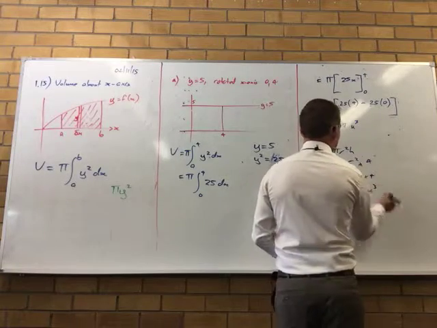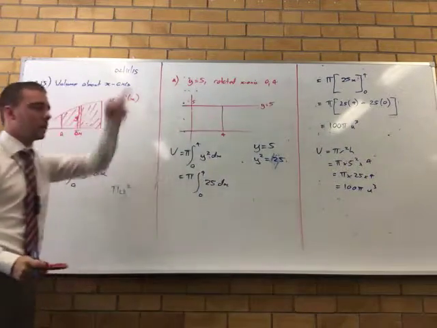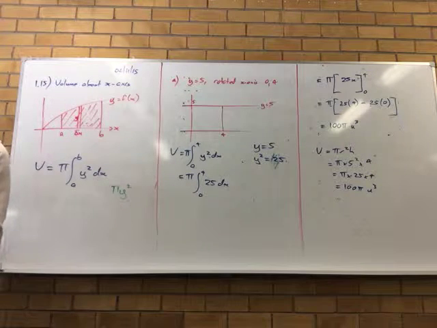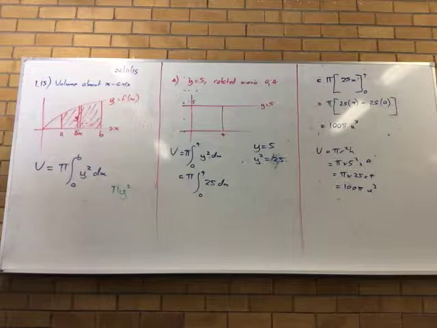Wait, wouldn't the radius be? No, yeah, 5, because we rotate it this way. And that's why it works. And that's how they discovered how to find volumes.